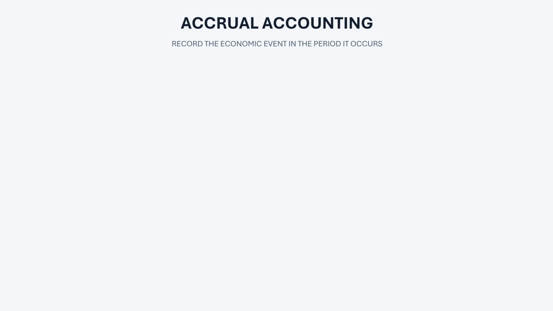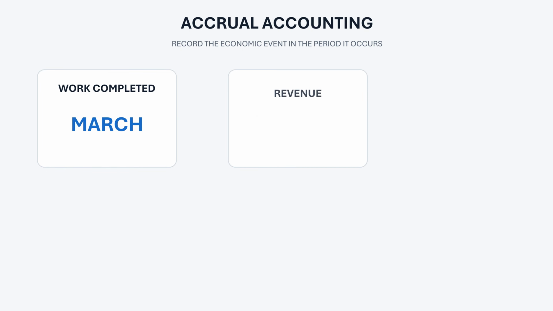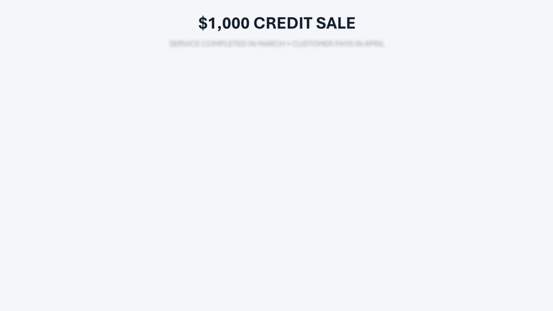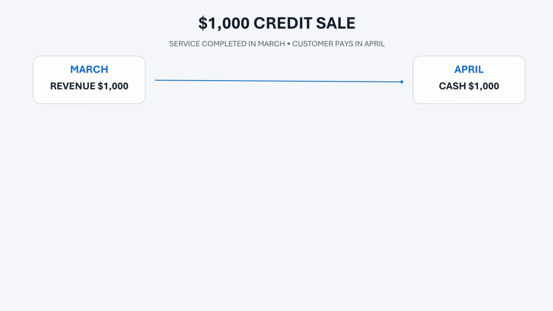Now let's look at accrual accounting. Under accrual accounting, we record transactions in the accounting period in which their economic effects occur, even if the related cash is received or paid in a different period. So let's return to our consulting example. Under accrual accounting, revenue is recognized when it is earned, not necessarily when the cash is received. So, if the service is completed and the revenue is earned in March, we recognize the revenue in March, even if the customer doesn't pay until April. The cash can arrive later. That's the fundamental difference. The timing of cash does not necessarily determine when revenue is recognized.